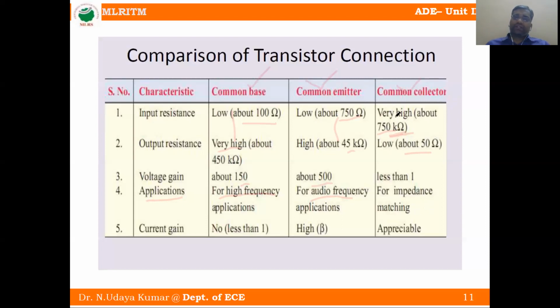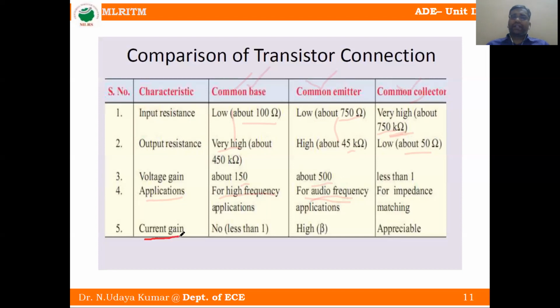These configurations are all used for amplifiers, so based on the different ranges of frequencies, we choose accordingly. For low frequency applications, we use this one. For high frequency impedance matching, we use this one. For medium range, we use the common emitter amplifier. For audio range, if I want to amplify my voice, which comes under the audio range of 20 to 20 kilohertz, we use the common emitter configuration.